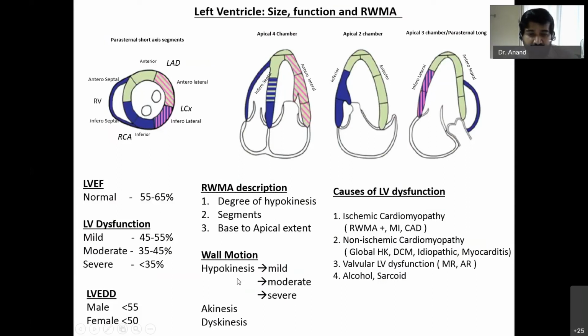And also we will talk about what the degree is. So we talk about hypokinesis when the contractility is less, and that is also classified into mild, moderate, and severe hypokinesis. If the wall is completely infarcted, it is called akinetic, and if it is moving in the opposite direction, it is called dyskinesis. And this also has to be correlated with the total systolic function of the heart.